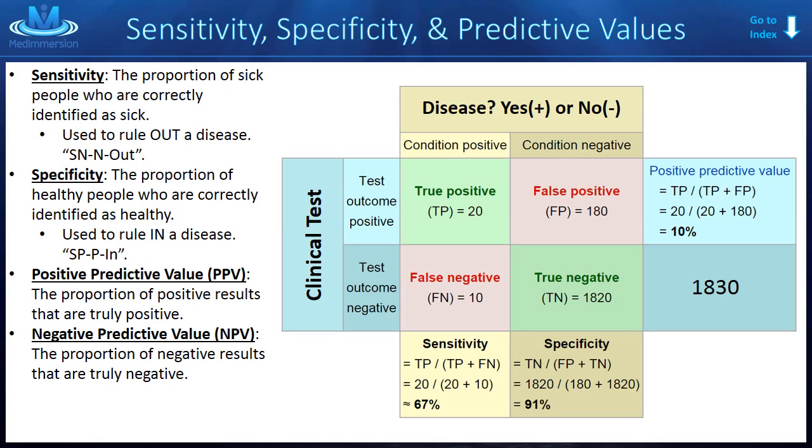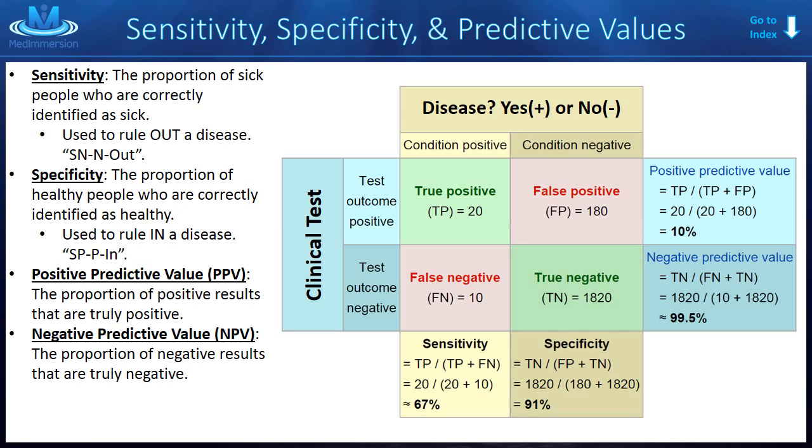For the negative predictive value, that is the proportion of negative results that are truly negative. And you calculate that number by dividing the true negatives over the total number of people that had a negative result on our clinical test that was in question, the fecal occult blood test. So that would be 1,820 divided by 1,830. That would give you a negative predictive value of 99.5%.